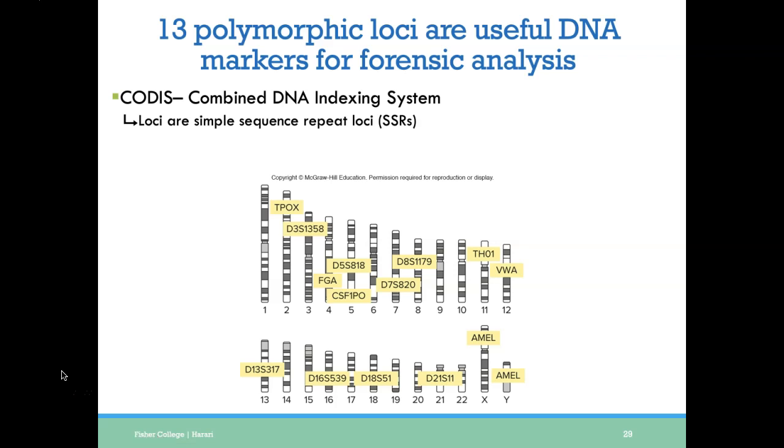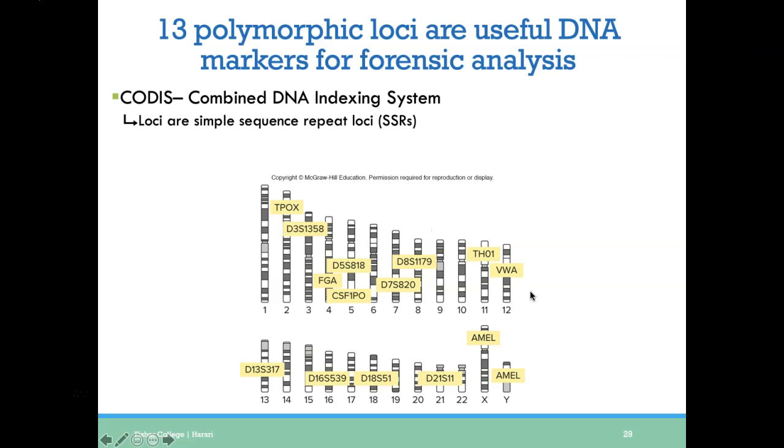So I want to talk about some forensic analysis. The FBI uses 13 specific loci when they want to do forensic analysis. It's called CODIS, the Combined DNA Index System. CODIS is used for forensic purposes to try to identify individuals. Criminal investigators need to look at 13 different loci of a suspect and see if all of those match with the crime scene. This is shown over here, where you see there are 13 different loci among all these chromosomes throughout the human genome.